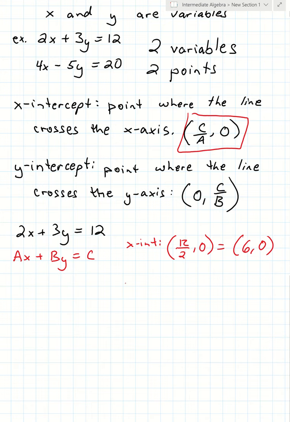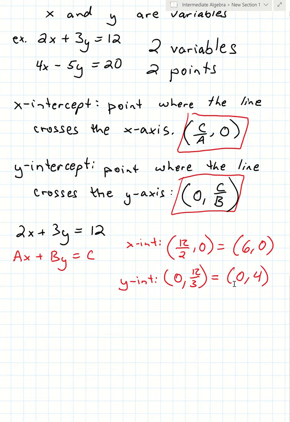We also need the y-intercept. To get the y-intercept, we use this other formula, in which case we now do 0, comma. Now we take that same value of c, which is 12, and we divide it by the b value, which in this particular case is the number 3. When we simplify this fraction of 12/3, we of course have 0, comma 4. And that would be the location of our second point.